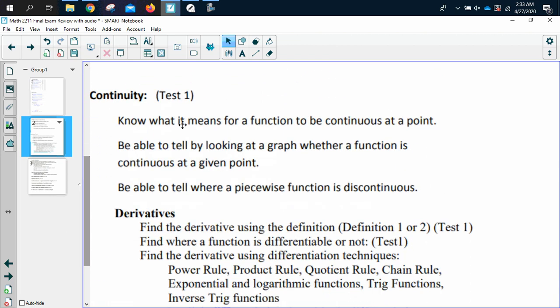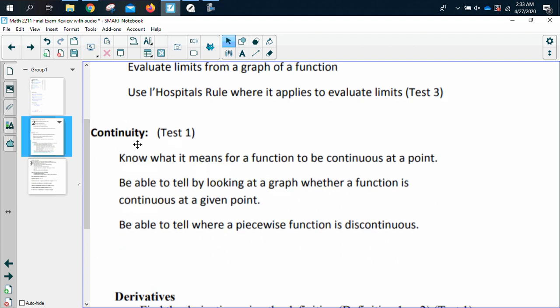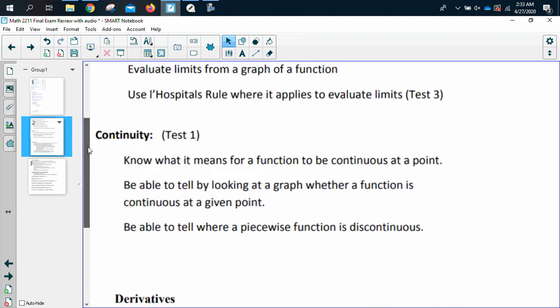Continuity: know what it means for a function to be continuous at a point, be able to tell by looking at a graph whether a function is continuous at a given point, and be able to tell where a piecewise function is discontinuous. So be sure you understand continuity.